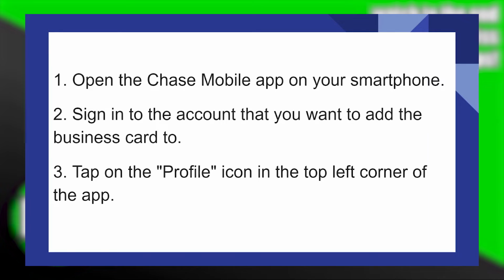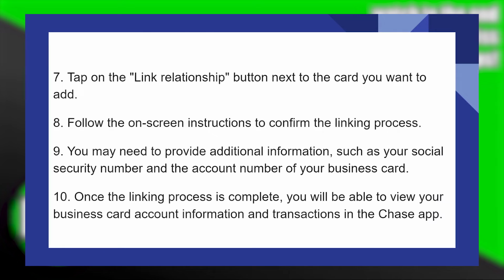Now tap on the profile icon in the top left corner of the application and select Manage Linked Accounts. Then choose Show My Accounts. You will see a list of all your Chase accounts, including your business card account. Then tap on the Link Relationship button next to the card you want to add.